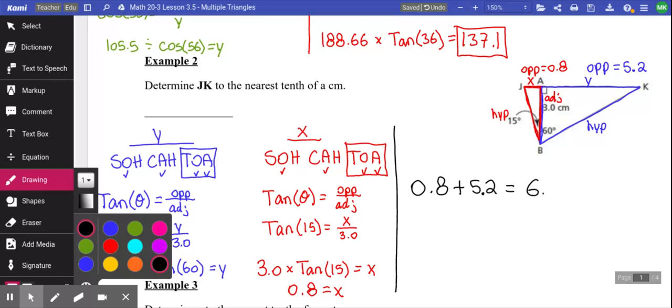It's 6.0. On a multiple choice test, I would probably put money on answer A would be 0.8, answer B would be 5.2, answer C would probably be 6, right? As distractor answers. So make sure you stay focused on what the question really wanted. Don't just answer as soon as you get something.